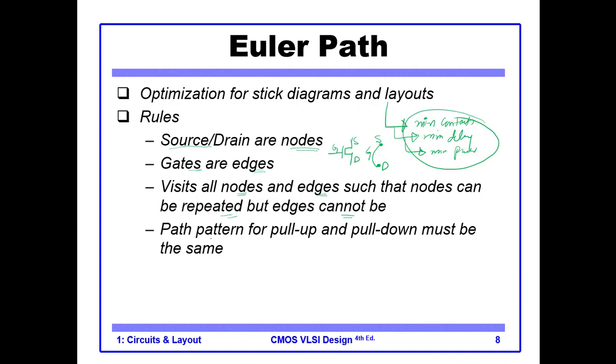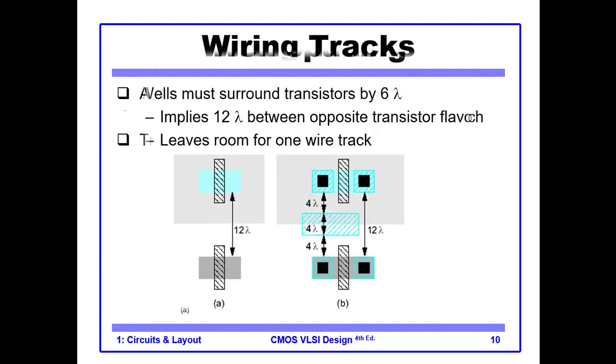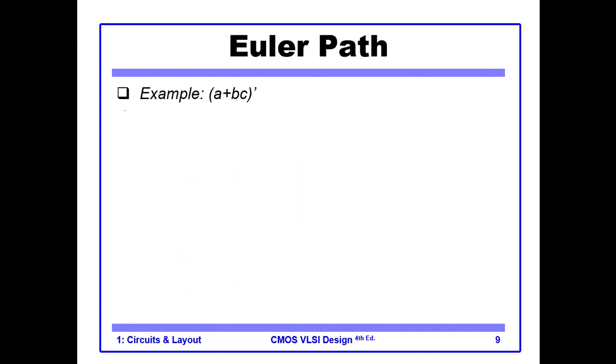And the last one is path patterns for pull up and pull down must be the same. Okay, so let's go to this example. So the example is like this.